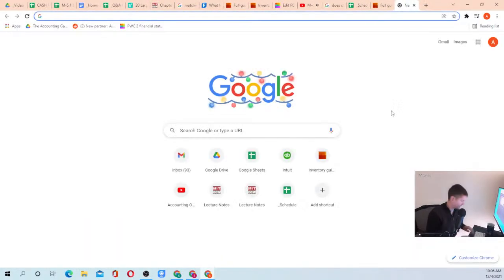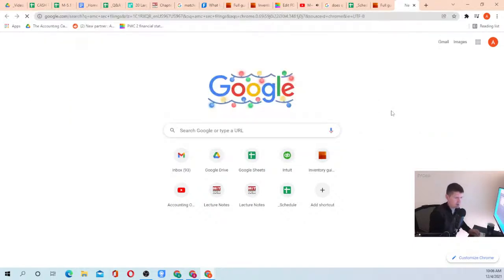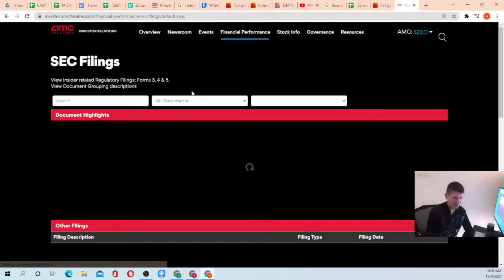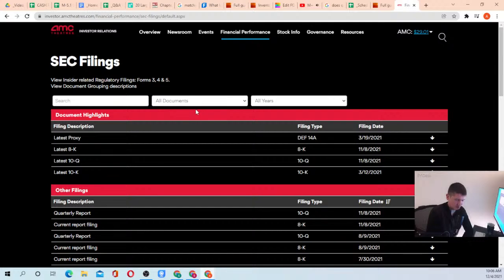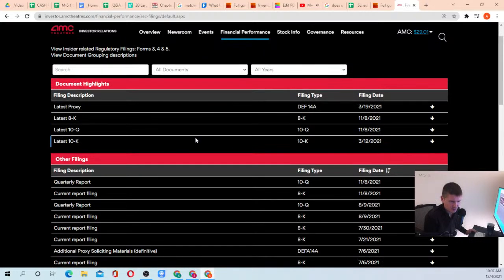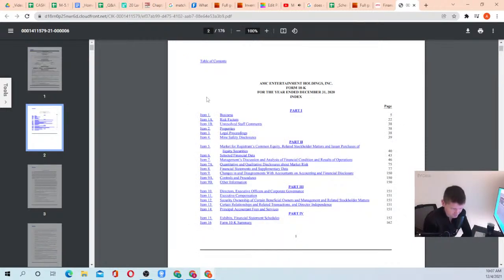Let's look at an interesting example. AMC SEC filings. So AMC is a cinema theater chain, and it was known for bad business decisions. It was almost bankrupt pre-COVID, and COVID made things even worse. But AMC was able to survive that, and that's a pretty remarkable case. So if we go to their financial statements, that's their annual filings for 2020.